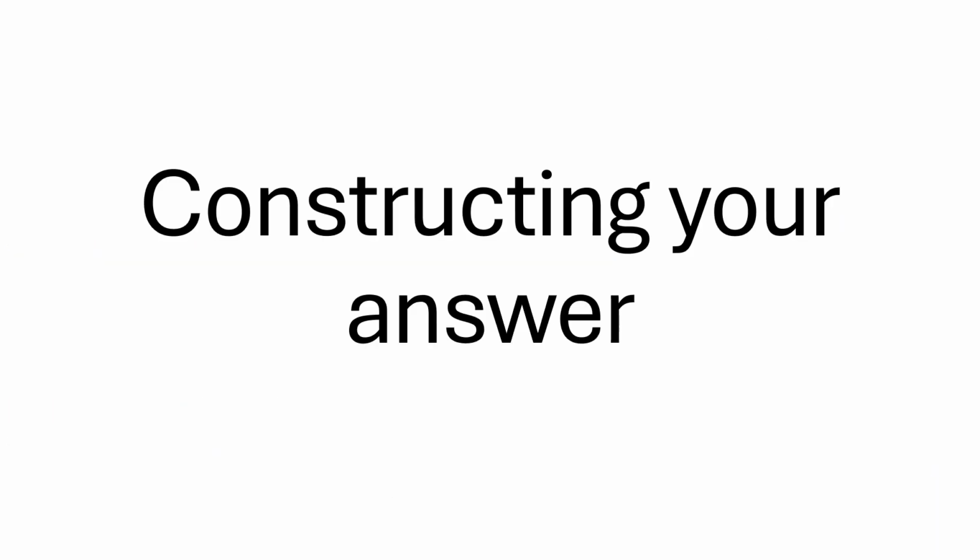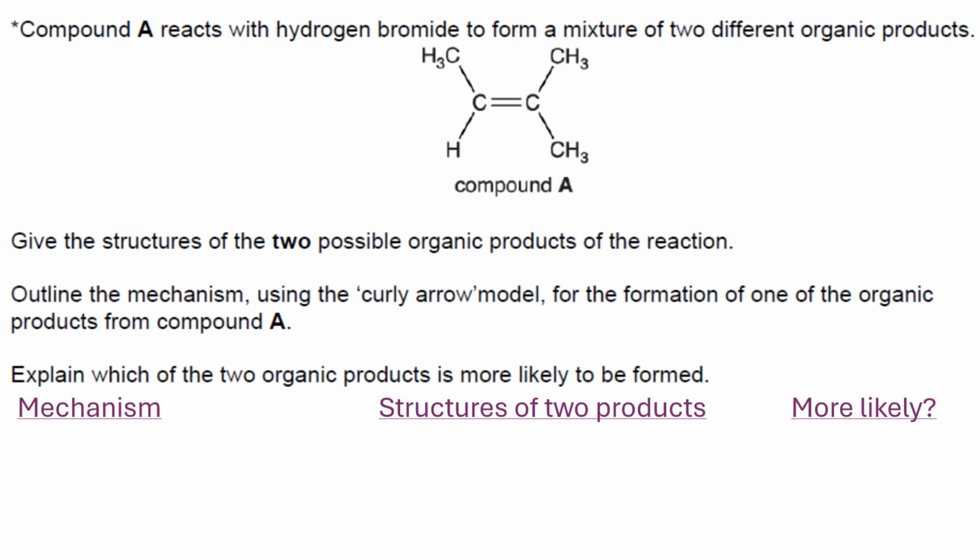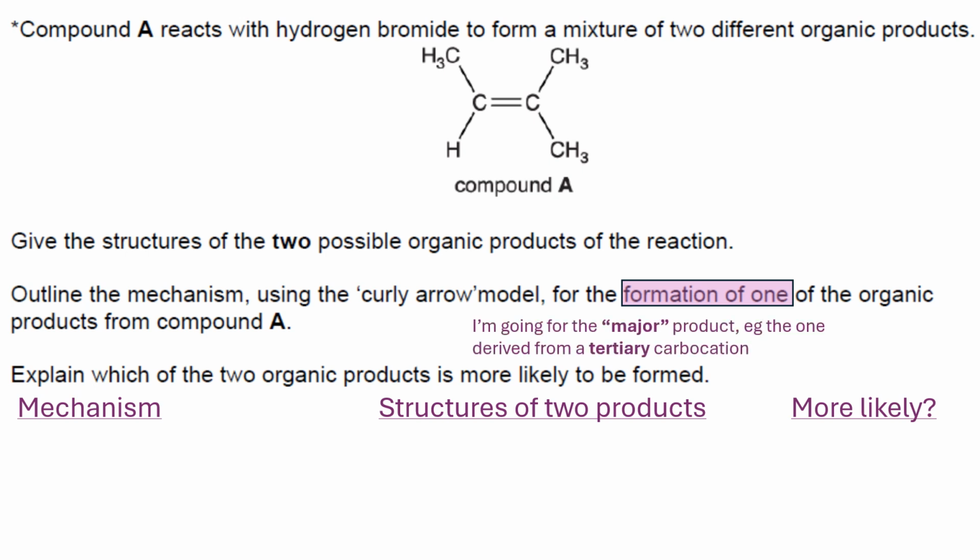So how do we need to construct our answer? Well, like we said, there's 3 things to talk about. And remember, we said that there's the formation of one of the organic products from compound A. So because they're leading us towards which of the 2 organic products is more likely to be formed, I'm going to go for the major product, as we call it, e.g. this is the one in this case derived from a tertiary carbocation.